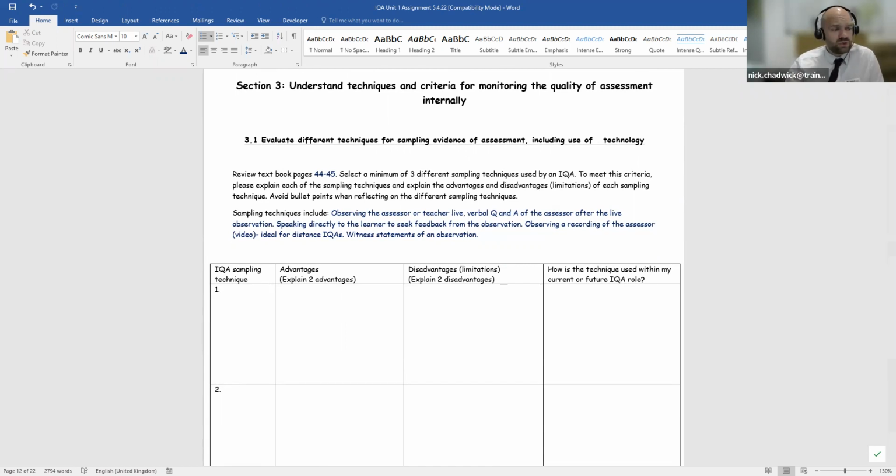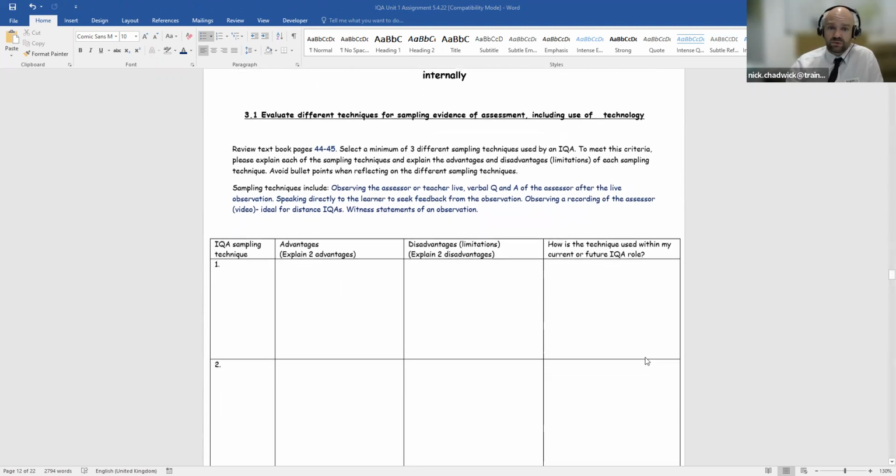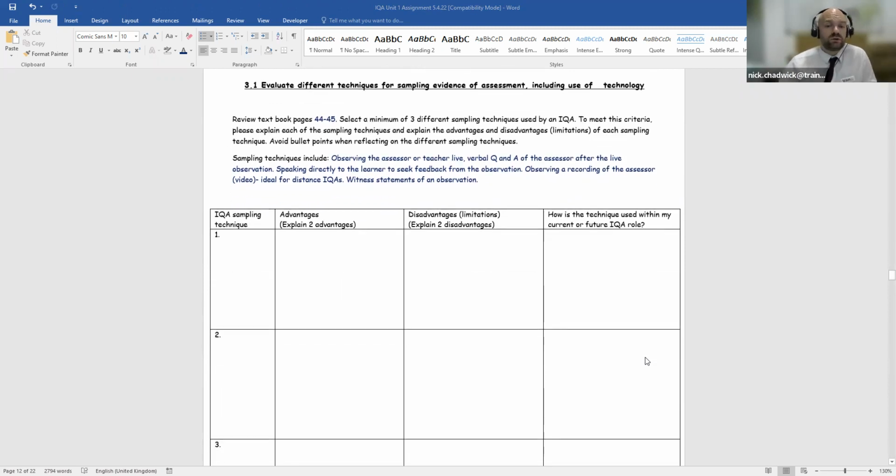Okay, so just moving on to criteria 3.1 now, and we are going to evaluate different techniques for sampling evidence of assessment, including use of technology. For this criteria, we would like you to review textbook pages 44 and 45.